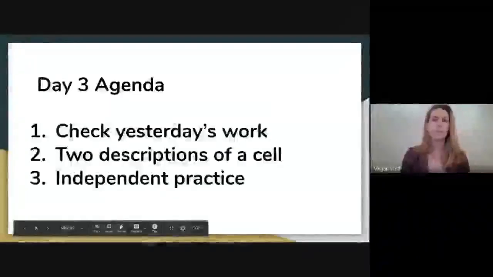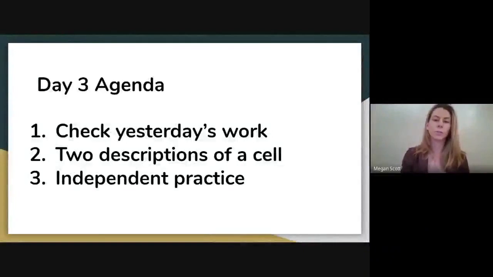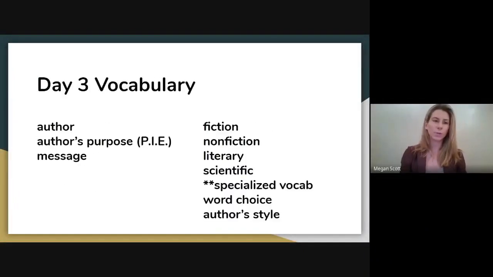Now that we've checked yesterday's work, we're going to move on to 2 descriptions of a cell. But before we do that, I'd like to look at some vocabulary. We have the same recurring vocabulary on the left side: author, author's purpose, and the author's message. By now, you should know what all of those are and be able to tell them off the top of your head.